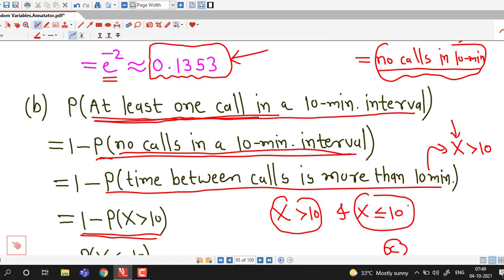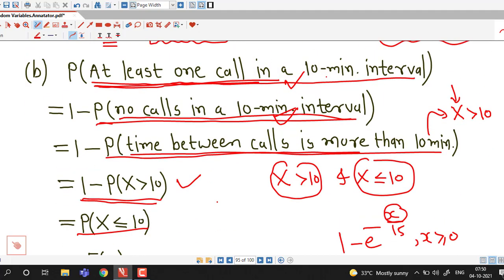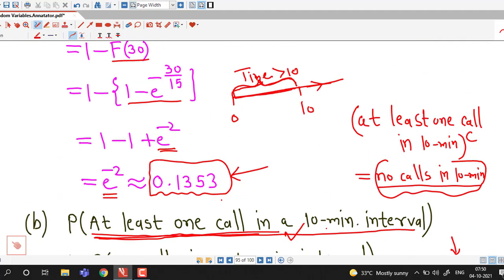Okay, so again I repeat, I am asked to find the probability of at least one call in 10-minute interval. So this I can write as 1 minus probability of no calls in 10-minute interval, because these two events are complementary. Now no calls in 10-minute interval is equivalent to the event that time between calls is more than 10 minutes, and using this value of CDF I am able to find this probability.